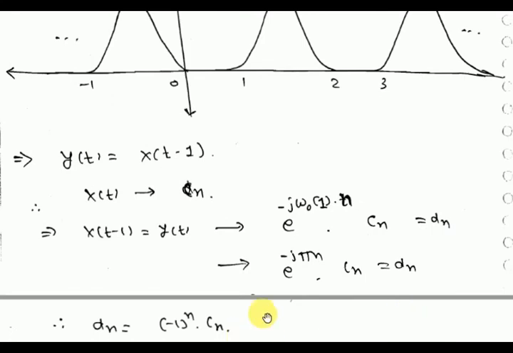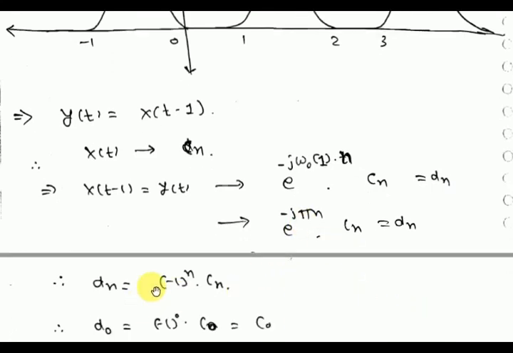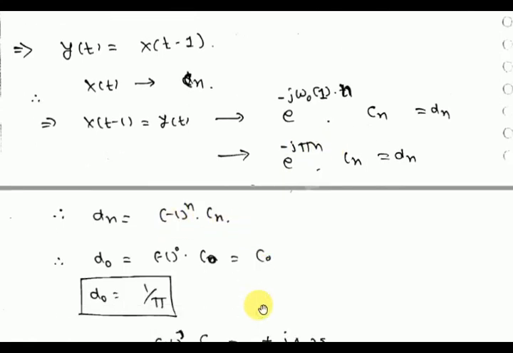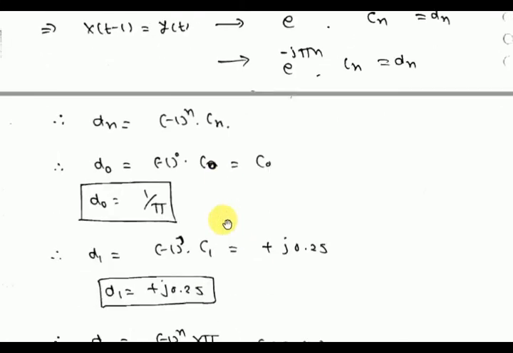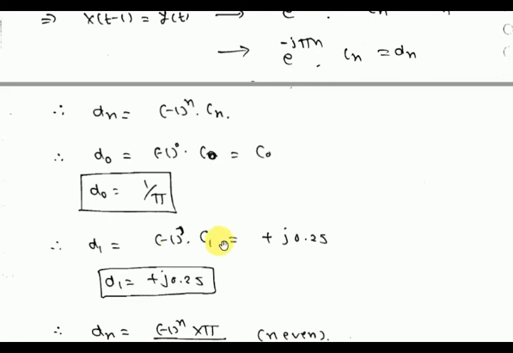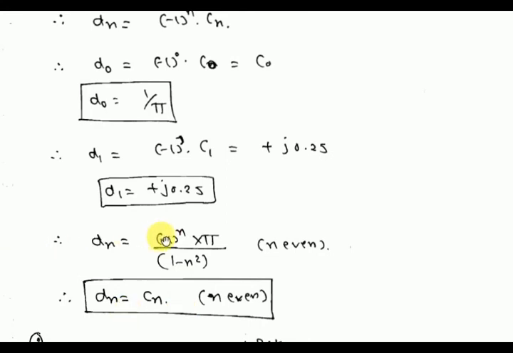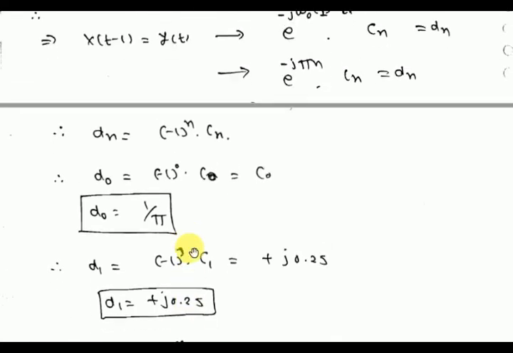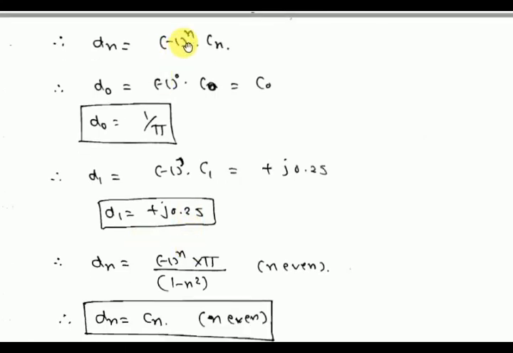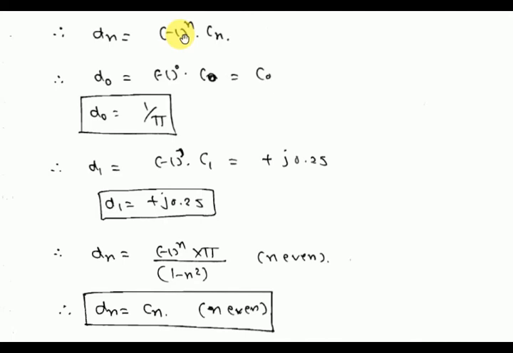So omega naught is pi. So dn equal to e to the power minus j pi n, which is minus 1 to the power n Cn. If you want to find d naught, put n equal to 0. You will get d naught equal to 1 by pi, because c naught is given in the question. If you want to find d1, put n equal to 1 here, and you will get d1. c1 is given. For n equal to 1, minus 1 to the power n will be 1, so dn will be cn.